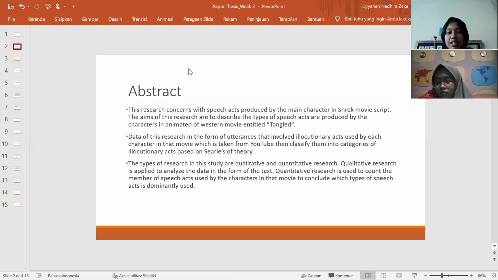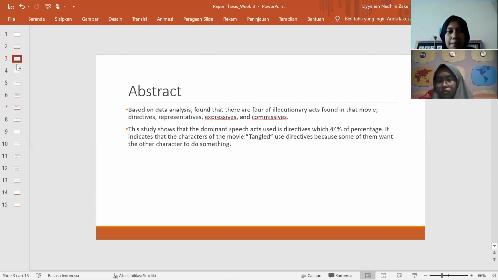The types of research in the study are qualitative and quantitative. Qualitative research is applied to analyze the data in the form of text, and quantitative research is used to count the number of speech acts used by the characters in that movie to conclude which type of speech act is dominantly used.